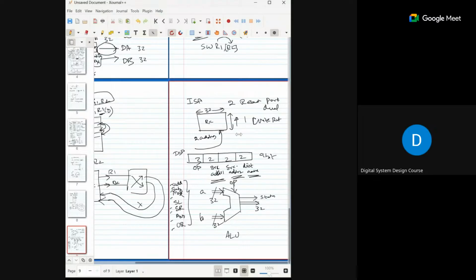Based on all these options, maybe I can define the opcodes: 000, 001, 010, 011, 100, 101, and 111. 110 is left unused, maybe reserved. Please tell me the ISA for this particular instruction. ADD R1, R2, R3.